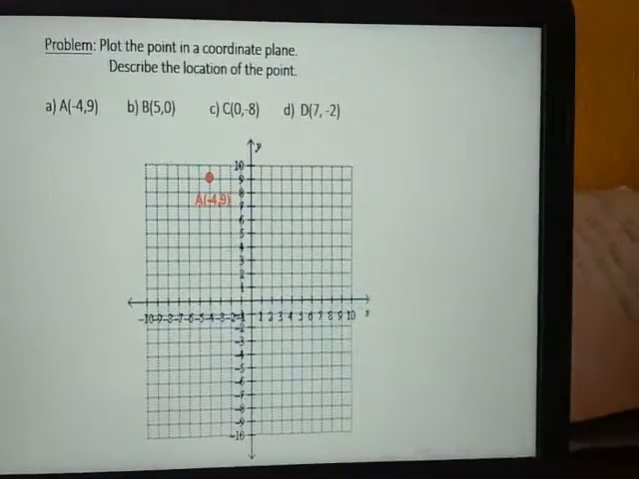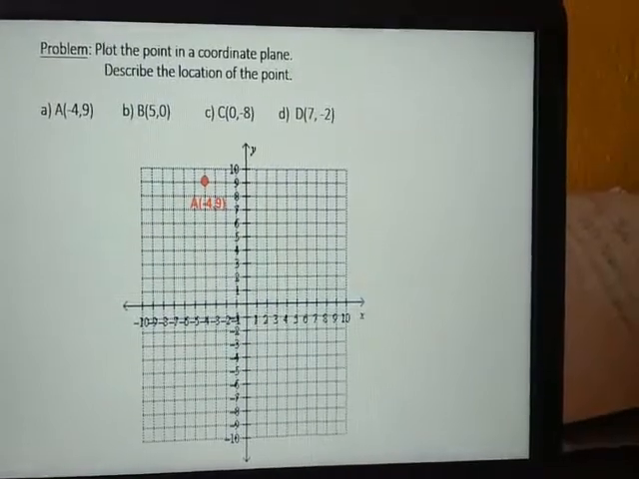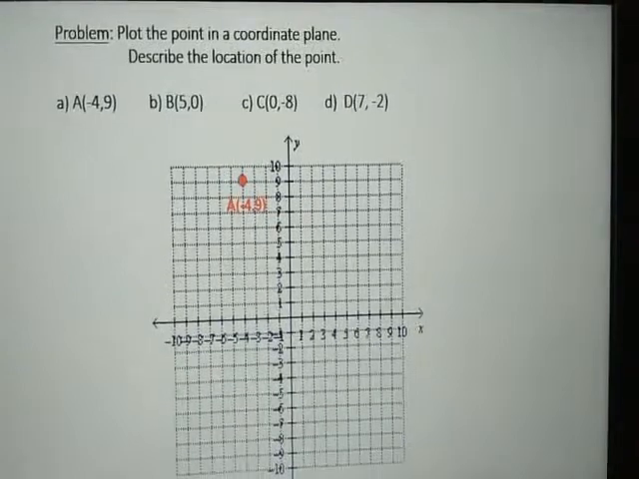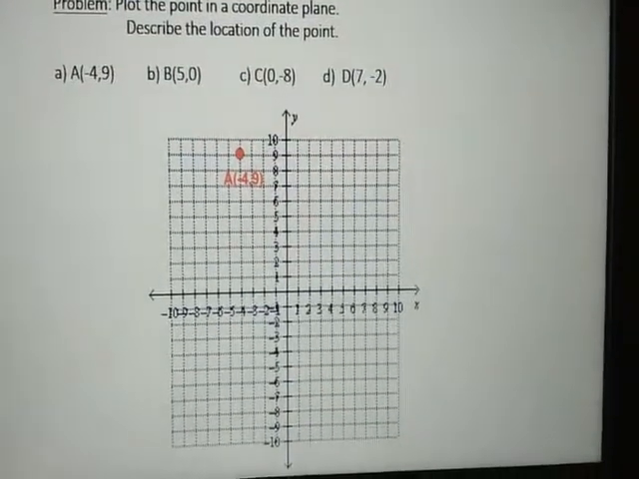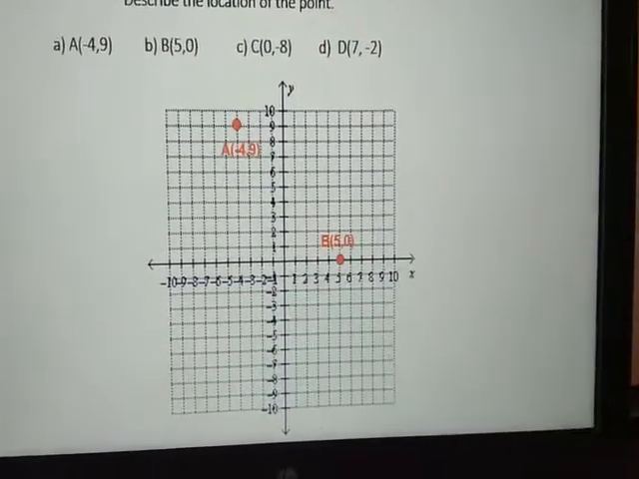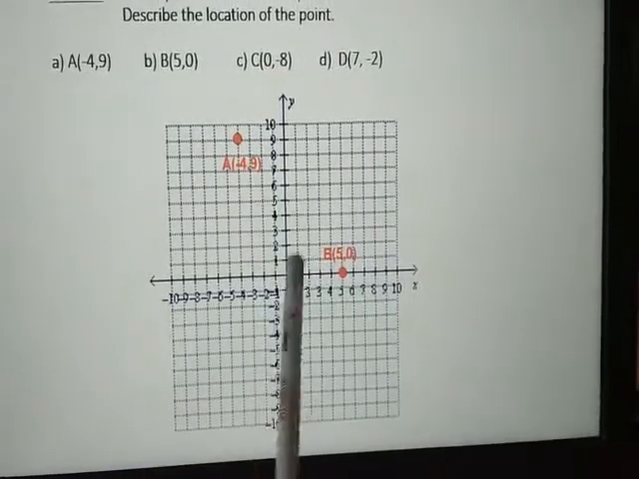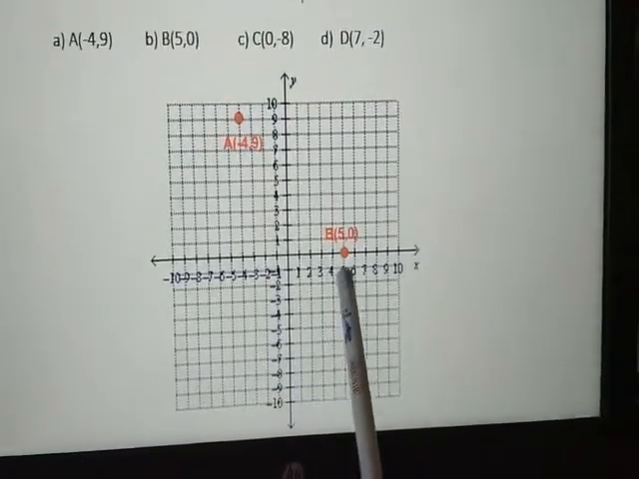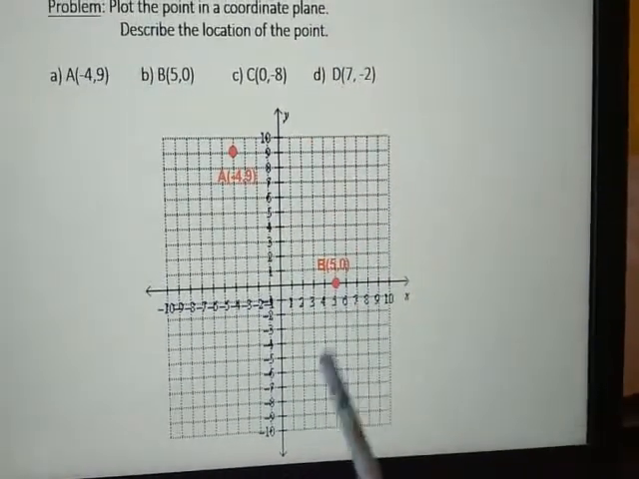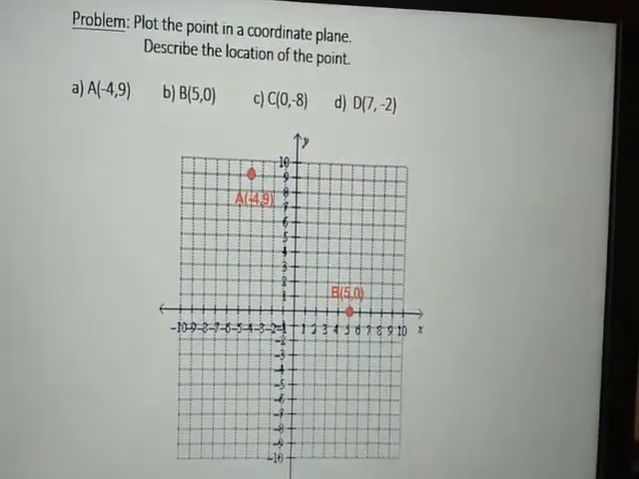Similarly, if we go to the next point, observe what is the point given there? B, 5 comma 0. Here the ordinate value is 0, so on which axis does this point come? This point comes on the x-axis, because here the y value is 0. If we count from the origin 1, 2, 3, 4, 5, there is no need of going in the upward or downward direction, because the ordinate value is 0. So we get the point on the x-axis.